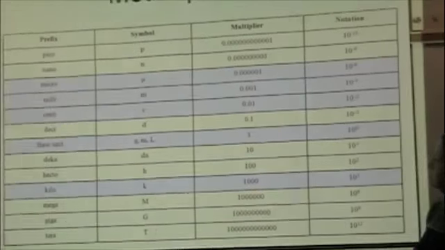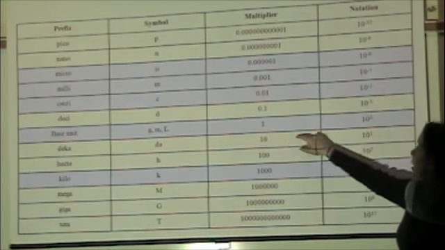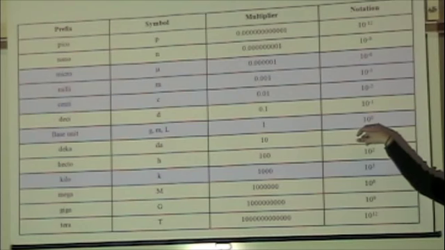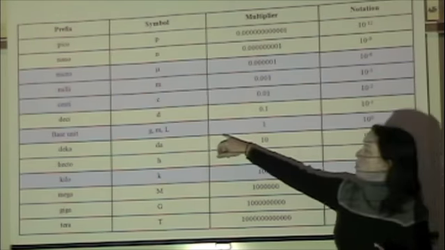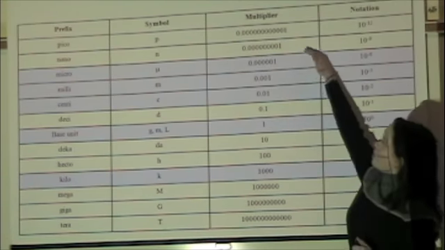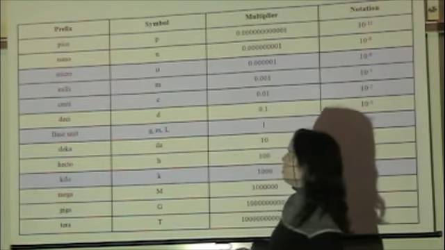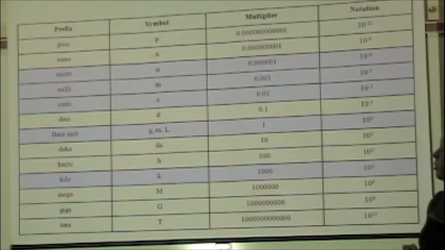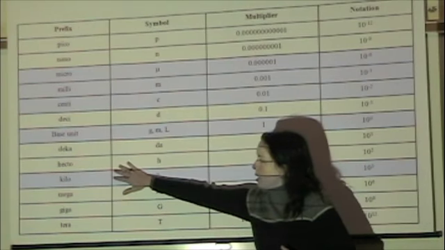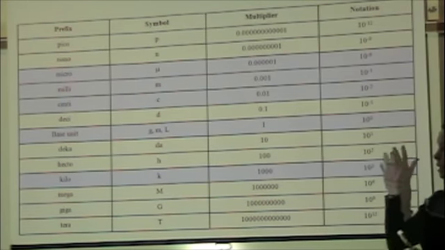So here are all the prefixes. You can see here is the base unit right in the middle, grams, meters, or liters, and that has a multiplier of 1, or we can also consider it 10 to the 0 power. So that's sort of our starting point. If we want to talk about things that are smaller, we go upwards on the chart, and we use the prefixes deci, centi, milli, micro, nano, and pico. If we want to talk about larger units, we would go down on the chart, and then we have the prefixes deca, hecto, kilo, mega, giga, and tera. And this chart is in your lab, so don't feel like you have to copy it all down.